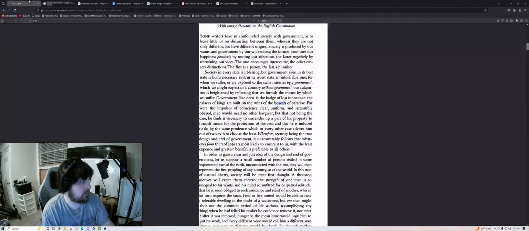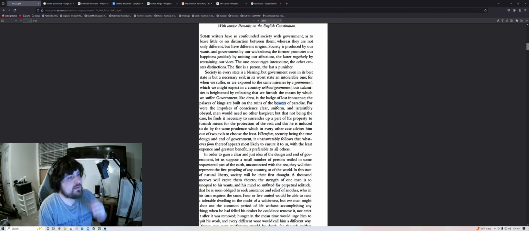Bowers, I guess, okay. Were the impulses of conscience clear, uniform, and irresistibly obeyed, man would need no other lawgiver. But that not being the case, he finds it necessary to surrender up a part of his property to furnish means for the protection of the rest. And this he is induced to do by the same prudence which in every case advises him out of two evils to choose the least.